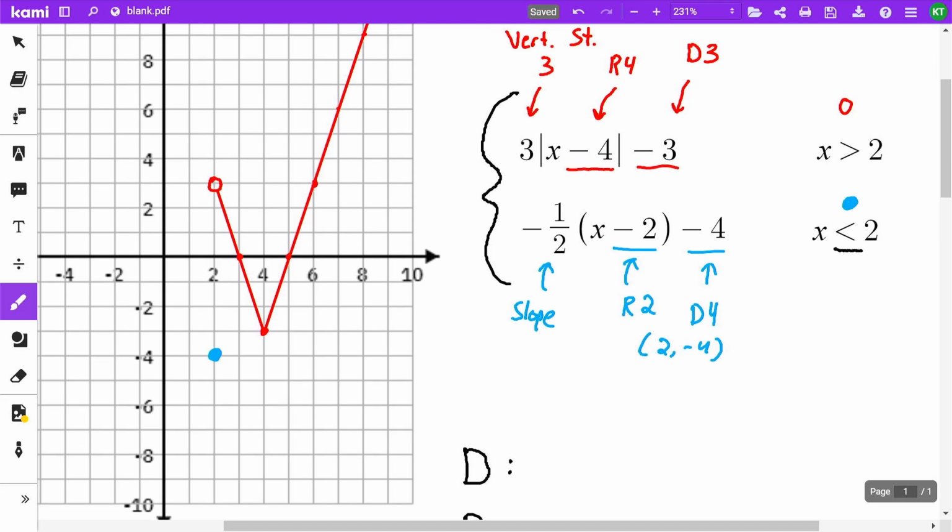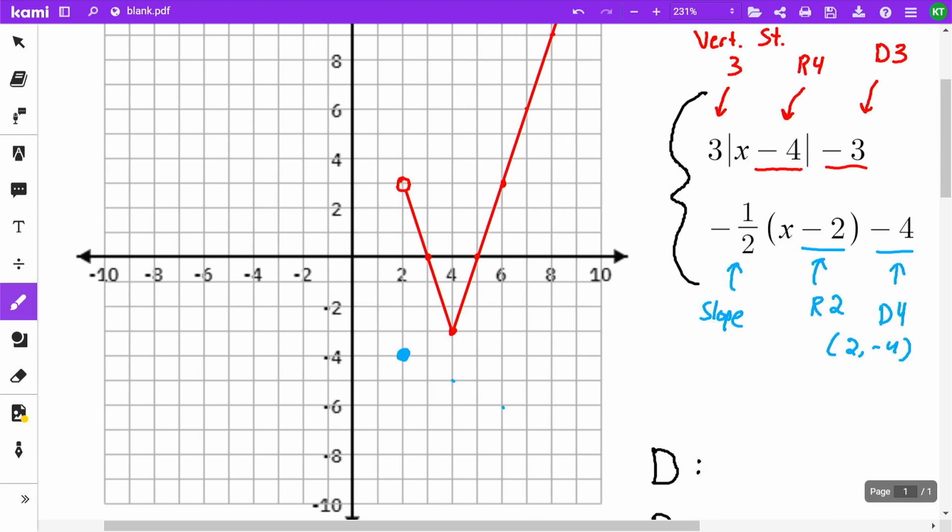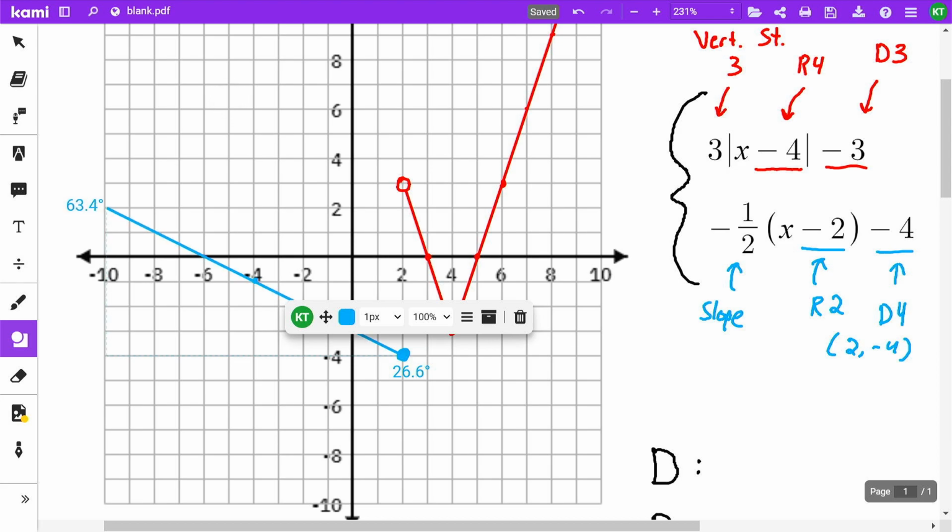Then I have my slope. My slope is negative 1 over 2. Usually that means going down 1 and right 2. But if we kept doing this, we'd go into x's that are greater than 2. So instead of going down 1, right 2, I can go in the opposite directions. I can go up 1 and left 2. That would give me the same slope. And so I can plot those points, erase the ones that aren't in my domain, and then connect these with our line.